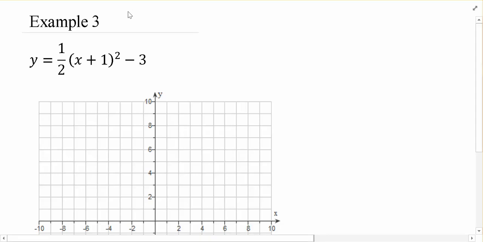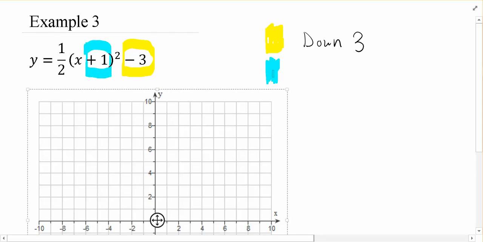All right, so let's do one more before we shift gears. Again, we can break this one apart piece by piece, and we can start off on the outside with that -3 and say that -3 is telling me that this guy shifts down 3 units. We can look at the +1 that's on the inside of the squaring and say that's a shift to the left by 1 unit.